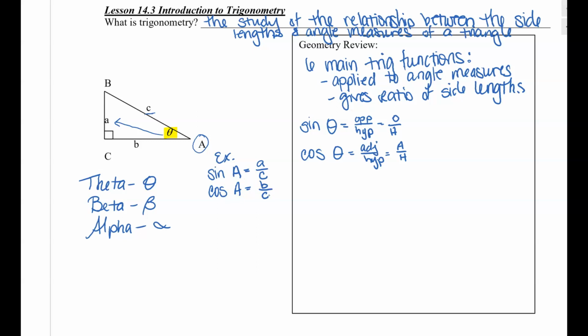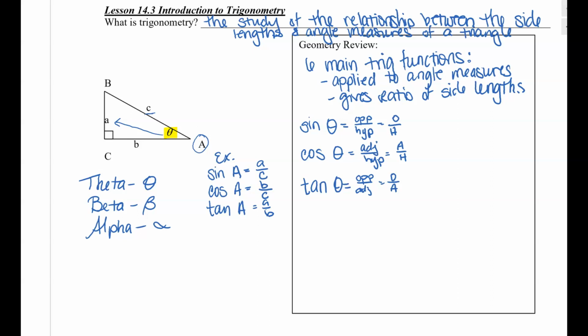Reminder, your hypotenuse is always the leg across from the 90-degree angle. It is always the longest side. All right, and tangent. Tangent is opposite over adjacent. So for our example, the tangent of A is little a over little b. Okay, those are the first 3 main.